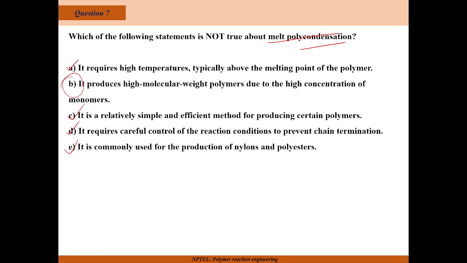Are you certain about point E, nylon and polyester? Yes, I have checked that. I've just cross-checked. I also had that confusion, then I cross-checked that one.